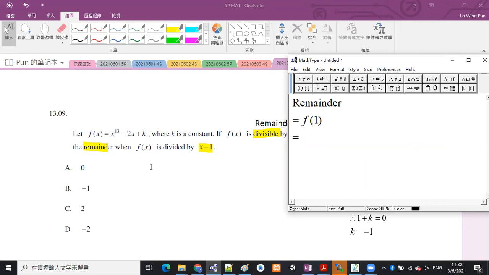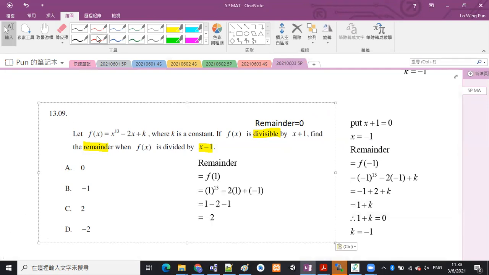And we have the formula of f(x), so we can really calculate f(1). It's 1 to the power 13 minus 2 times 1 plus k. But k has been found to be -1, so it becomes -1 here. And you just use the calculator to do it term by term. 1 to the power 13 is 1. And -2 minus 1 should be equal to -2. And that is the remainder. And that is what we want to find. The question asks us to find the remainder, right? So we are finding the remainder now. Can you get this? So the answer is option D.